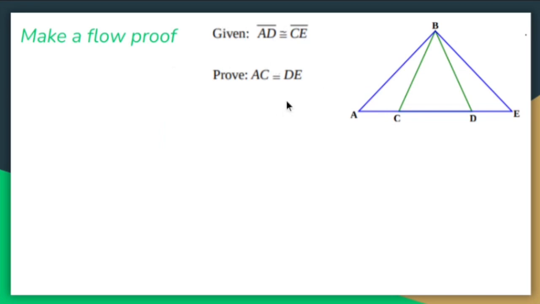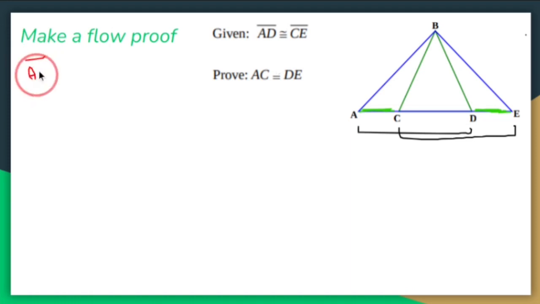So I'm going to prove this by making a flow proof. What do I got? I am being told that segment AD is congruent to segment CE. And I need to prove that AC is equal to DE. So segments that are made up of one or two more segments. Probably we're going to deal with the segment addition postulate, stuff like that. But I don't want to take away from the excitement of finding out what's going to happen. Let's just get started.